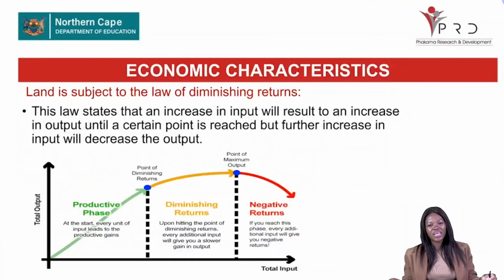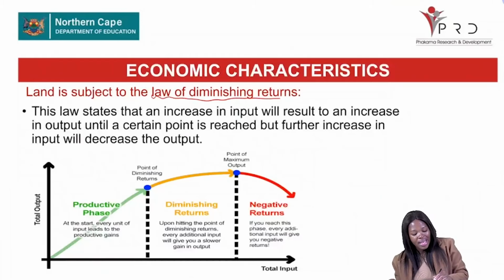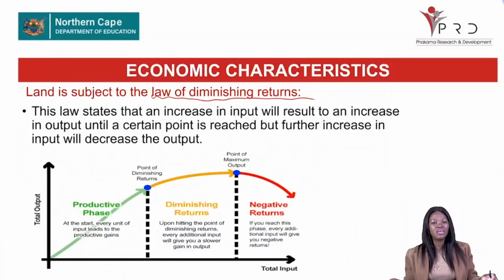Our last economic characteristic: land is subject to the law of diminishing returns. This is the law. You need to understand that when it comes to this law, firstly, you should be able to state it. Secondly, you should be able to provide the implication or the explanation of this law. Now, before we provide the explanation or implication, let us state the law.